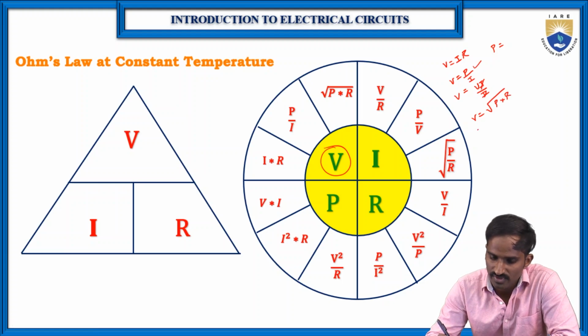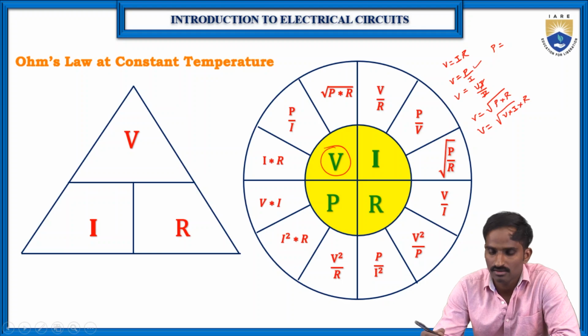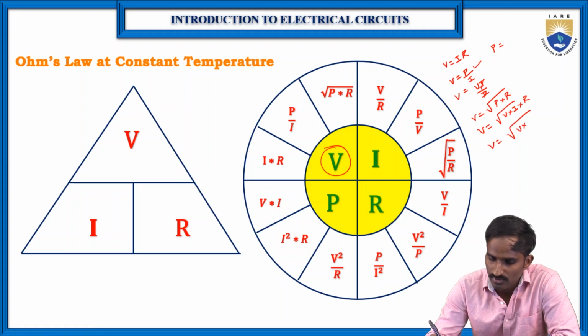Why? Because here V is equal to, what is P? P is equal to V into I, so P is equal to V into I into R. I is equal to V by R. So V is equal to square root of V into V by R into R. So R gets cancelled, then V is equal to square root of V square. This gets cancelled, then V is equal to V.